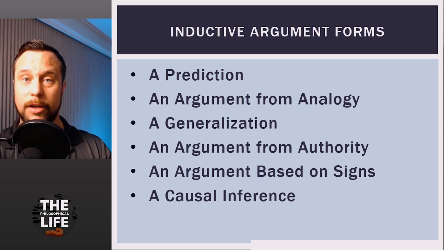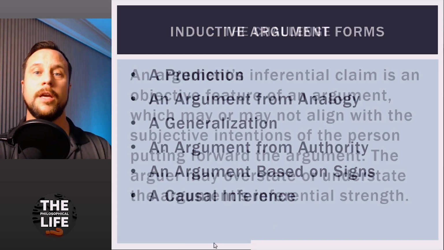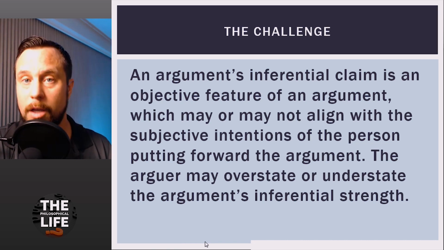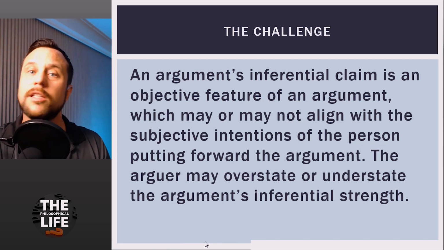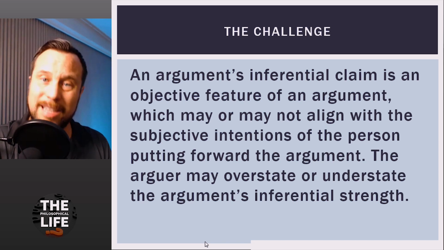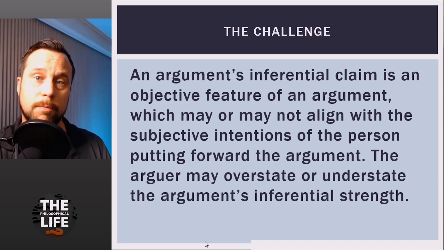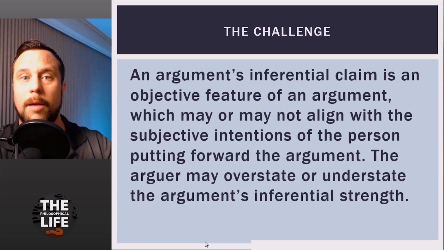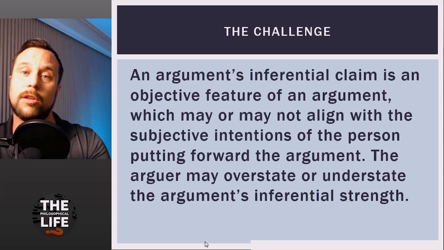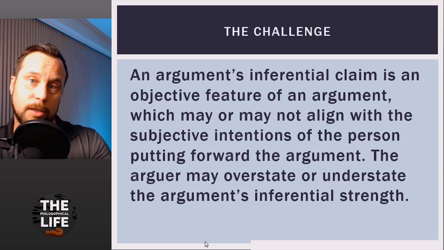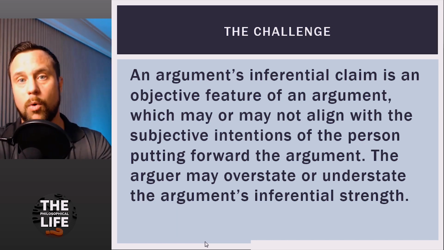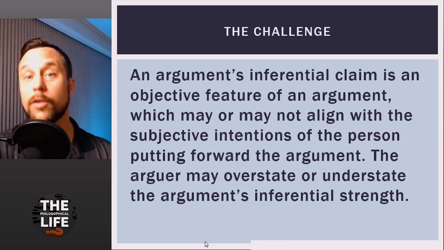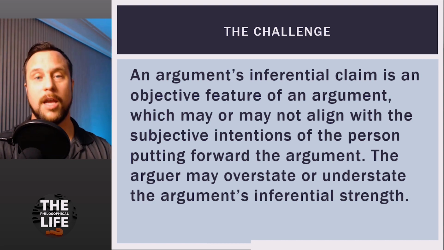Let's take a look at the challenge. There is a challenge, though. Namely, an argument's inferential claim is an objective feature of the argument. That is, it doesn't always track the subjective intentions of the arguer. Sometimes people intend subjectively to come across a certain way and make a certain point, but in fact, the way that the argument is actually structured objectively doesn't support the language that they're using. As it says on the slide, an arguer may overstate or understate the argument's inferential claim.